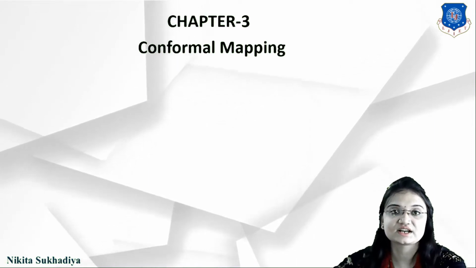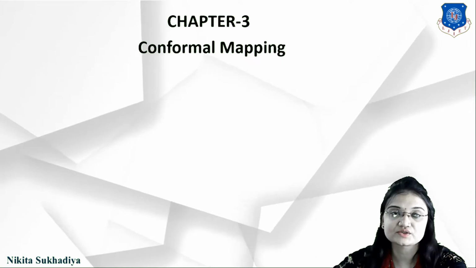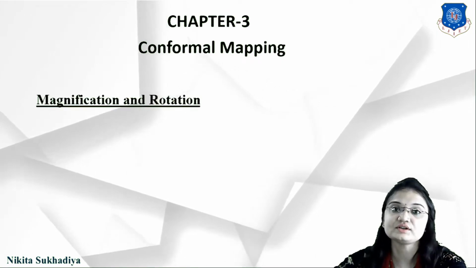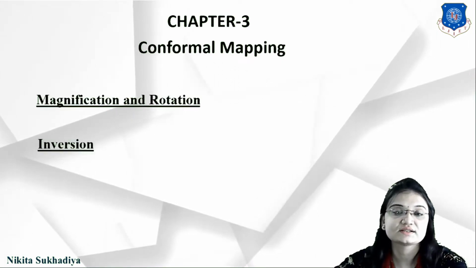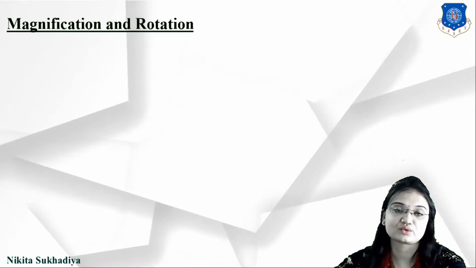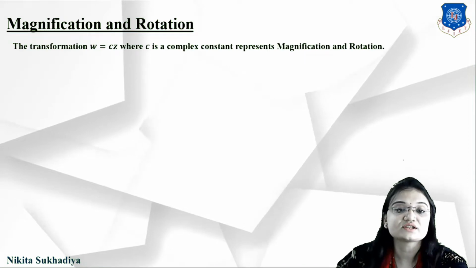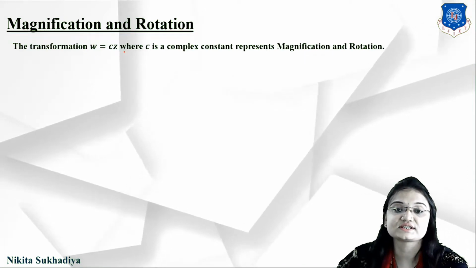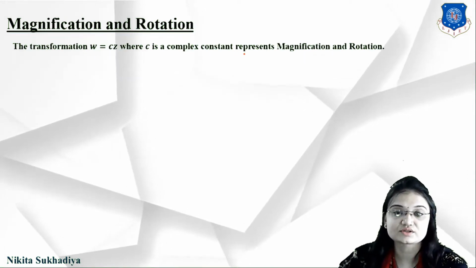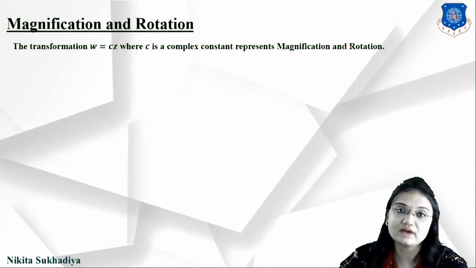So today in this lecture we will take some new transformations, that is magnification and rotation, and second is inversion. Okay, so let us start with magnification and rotation. The transformation W is equal to Cz, where C is a complex constant, represents magnification and rotation.